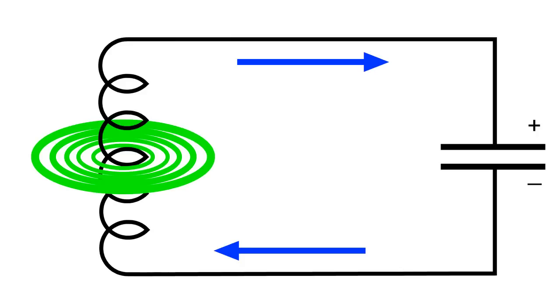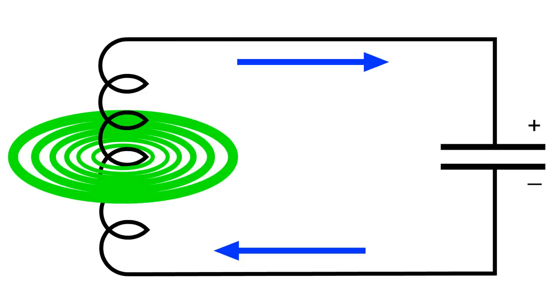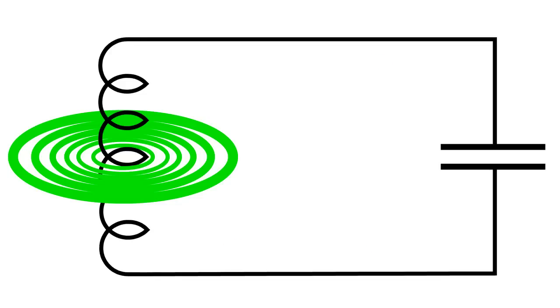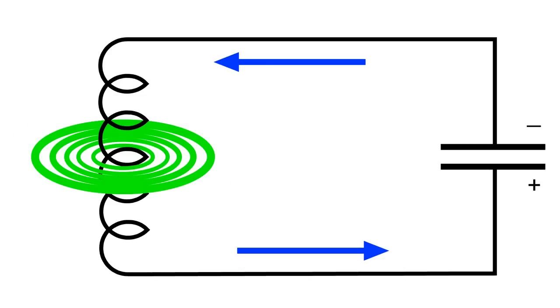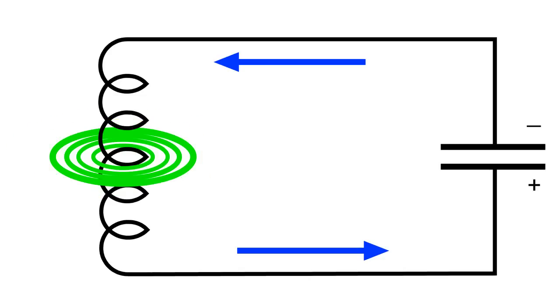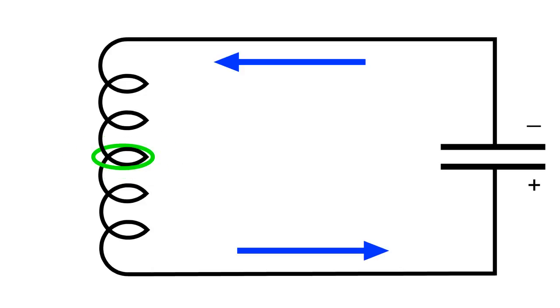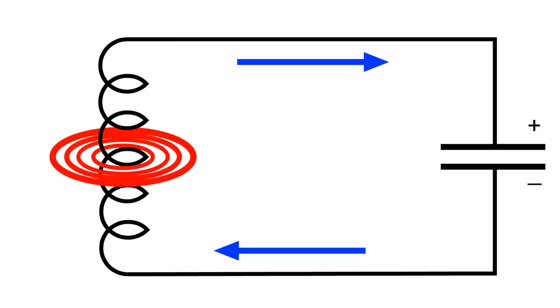Now this magnetic field will continue to grow until the capacitor can no longer discharge anymore. And now the magnetic field is going to start to collapse, and it's going to charge that capacitor in the other direction, changing the polarity of the capacitor. Let's watch this again, but a little faster.